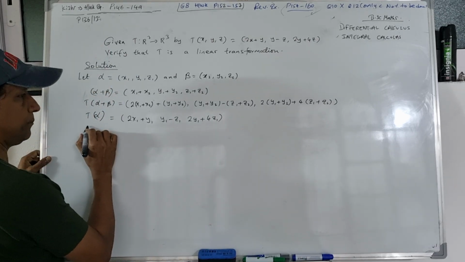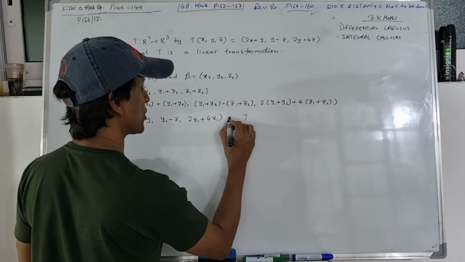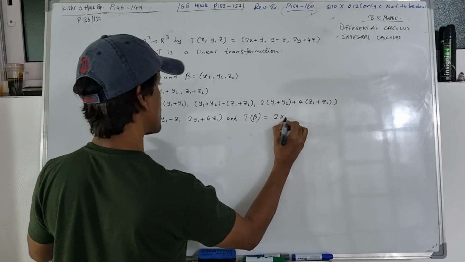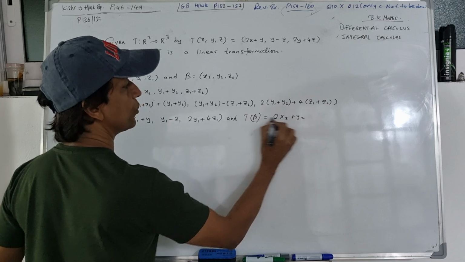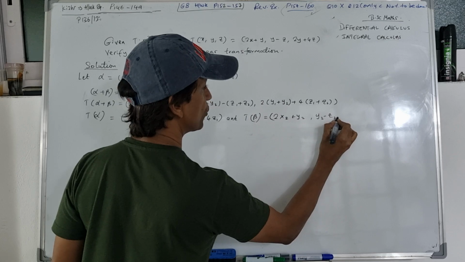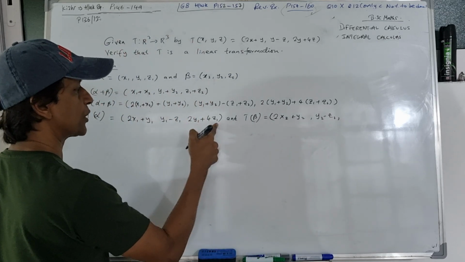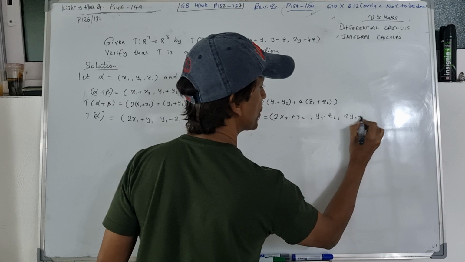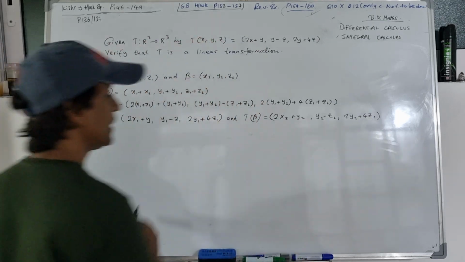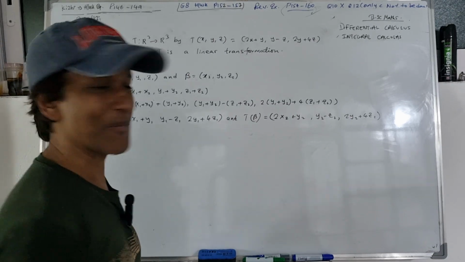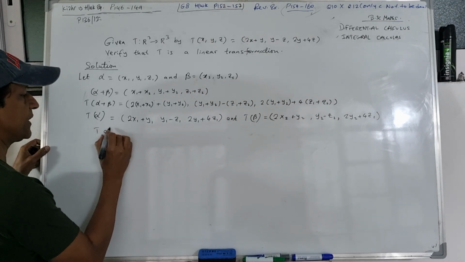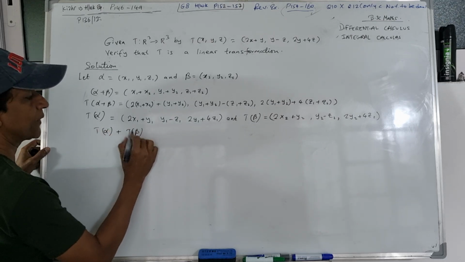And what about T of beta? If I apply my transformation on the vector beta, I get 2x2 plus y2, then y2 minus z2, and then 2y2 plus 4z2. These are my transformed vectors. We're going to try now to add these two vectors, so T of alpha plus T of beta.